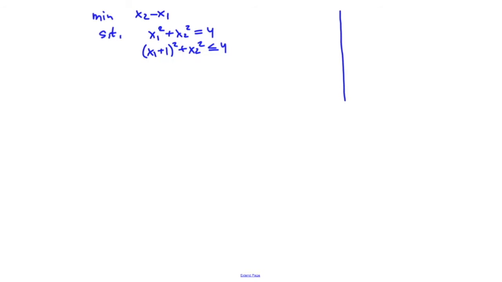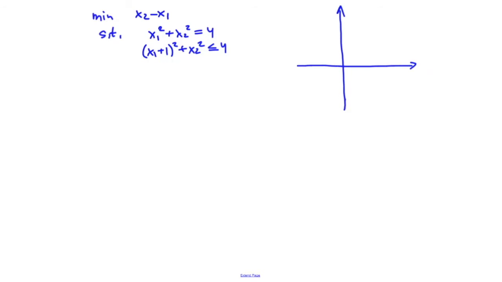Let's consider one more example that involves both equality and inequality constraints. So we look at the problem of minimizing x2 minus x1 subject to the equality constraint x1 squared plus x2 squared is equal to 4, and then (x1 plus 1) squared plus x2 squared is less than or equal to 4. All right, so what this problem is geometrically is the following.